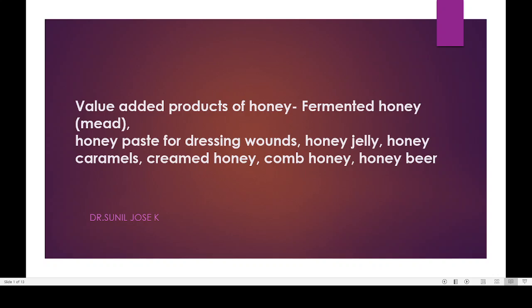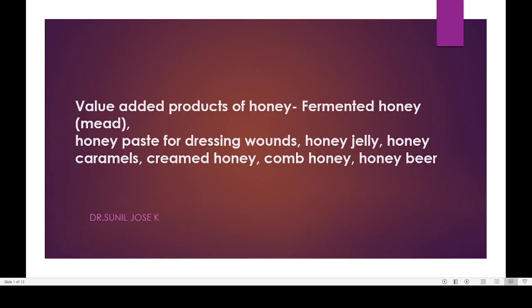Here we will be focusing on a few value-added products of honey. Last class we got a general idea of honey and its nature. Today we will be focusing on some products produced from honey, like fermented honey. We have to understand what that is. Then honey paste for dressing wounds.